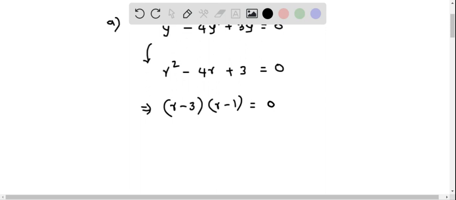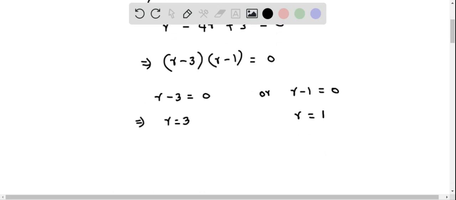So let's solve this equation. We will have r minus 3 equals 0, or r minus 1 equals 0. Solving this, we get r equals 3. And solving this, we get r equals 1. So therefore, we see that the roots of this auxiliary equation are r1 equals 3 and r2 equals 1.